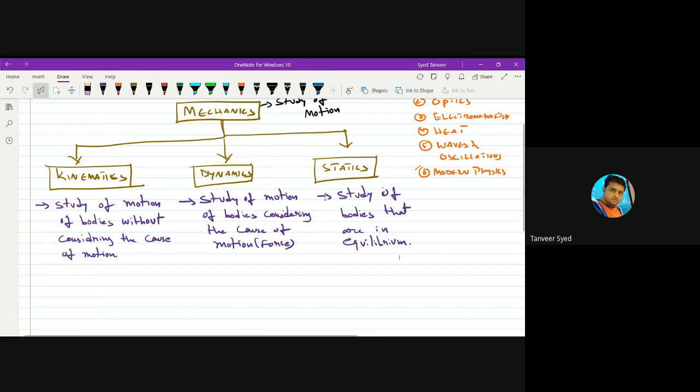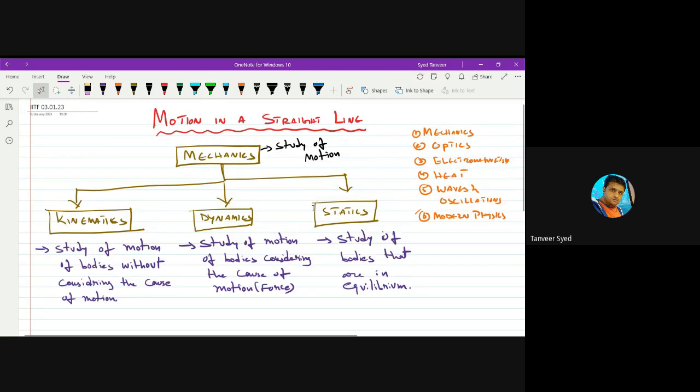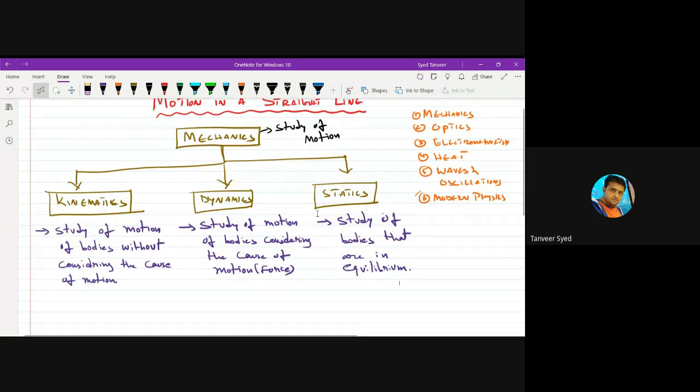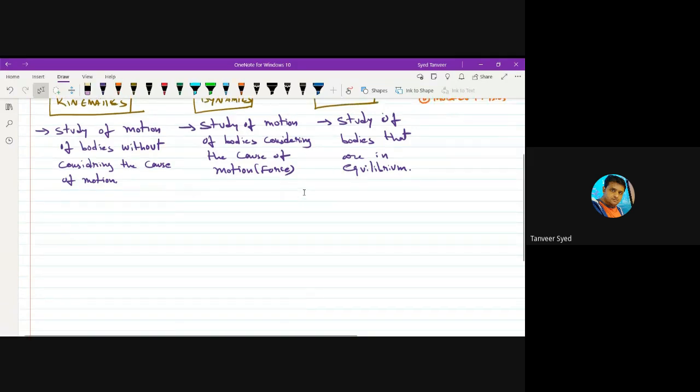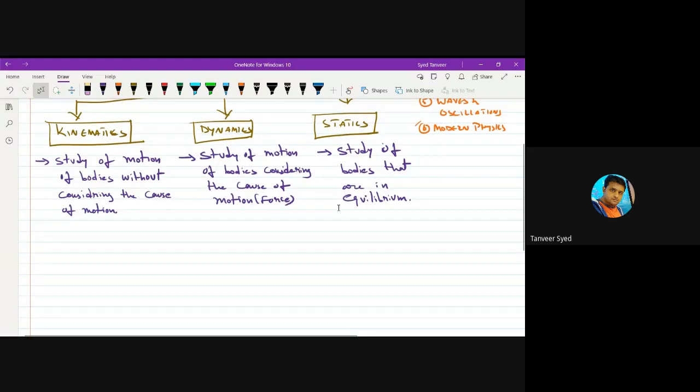Right now, this chapter, motion in a straight line, it is a part of kinematics. And further, you can classify this kinematics into two parts, 1D and 2D, 1D motion and 2D motion. We'll be studying both in our syllabus. Okay, right. So let us first of all take kinematics, which is the study of motion of bodies without considering the cause of motion.